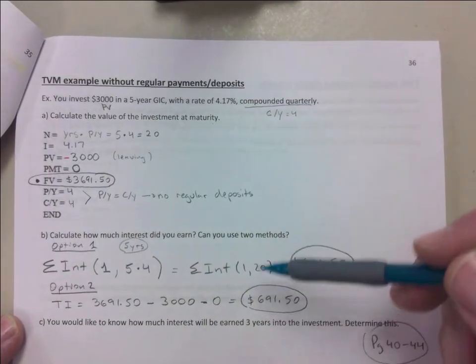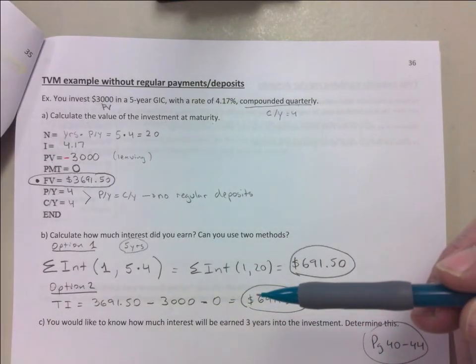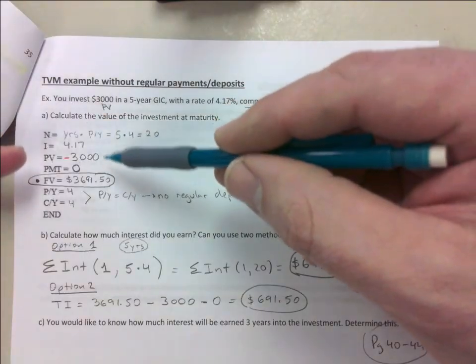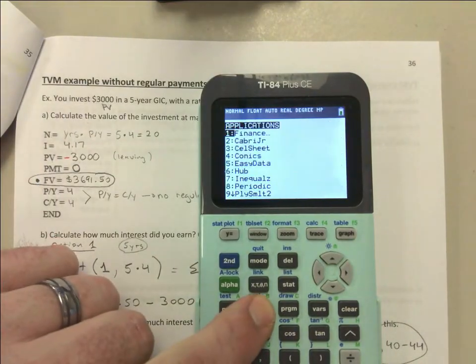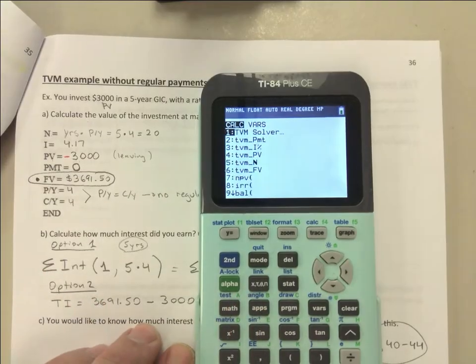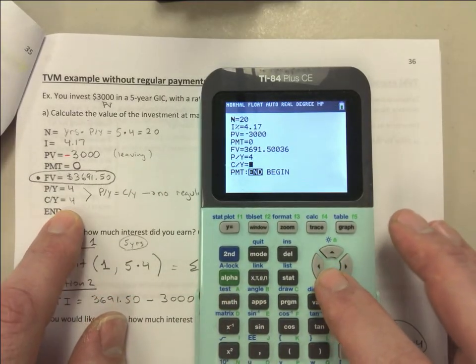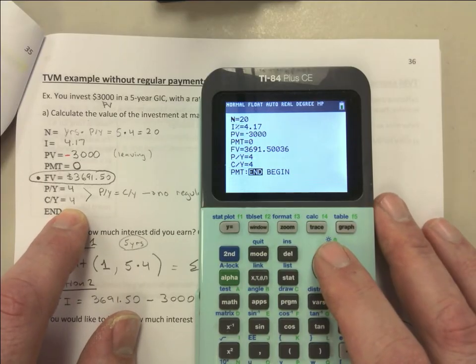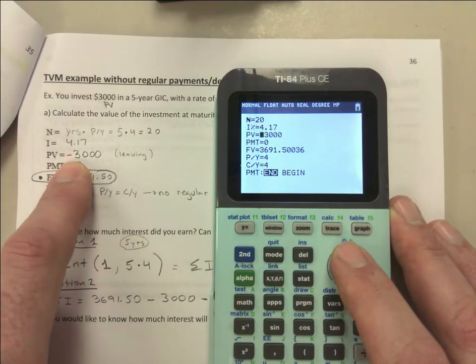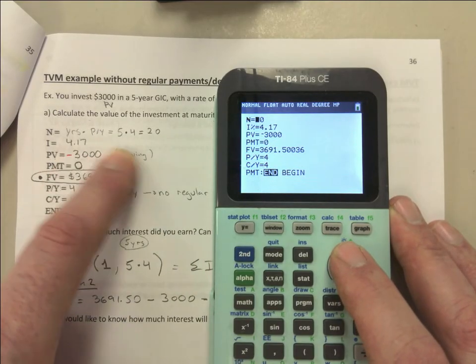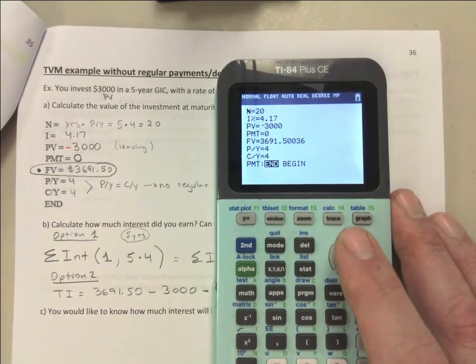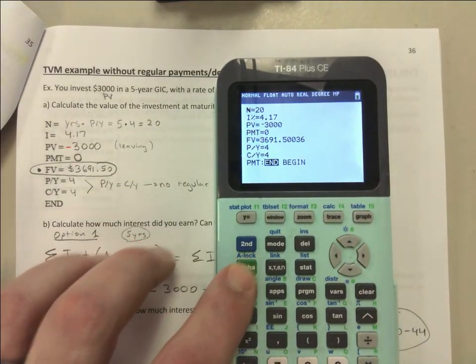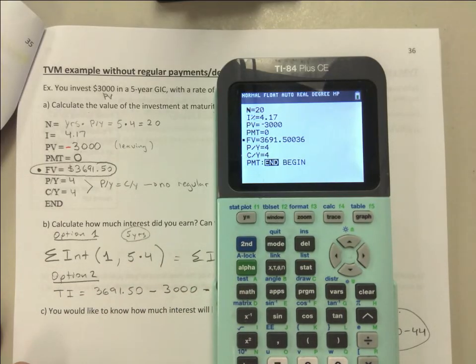Last class we started TVM. If you've done other work, I would like you all to go back and change these values to what we had. So I'm going to go Apps, Finance, TVM Solver. Change the P/Y and C/Y to 4, negative 3,000 for PV, 4.17 and 20. Make sure you change this. You want to go to future value and press Alpha, Enter. Then you solve for the future value.